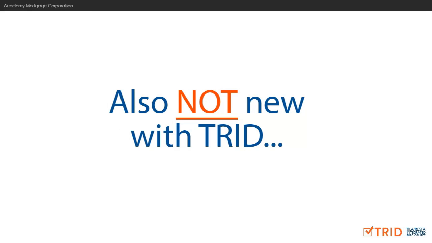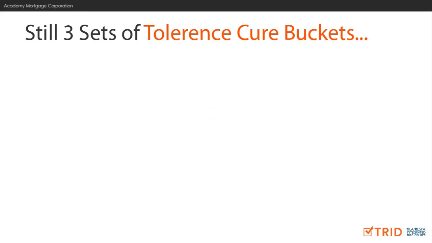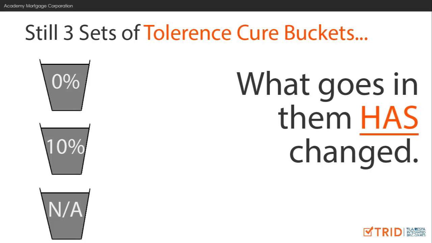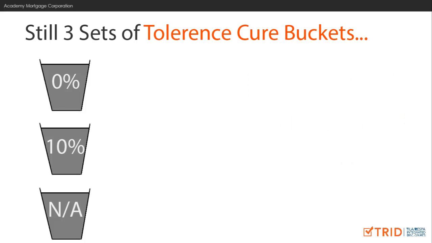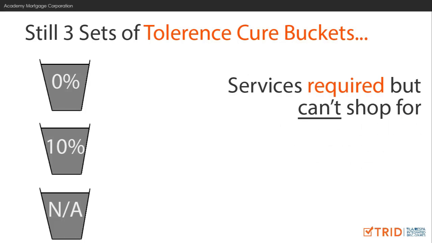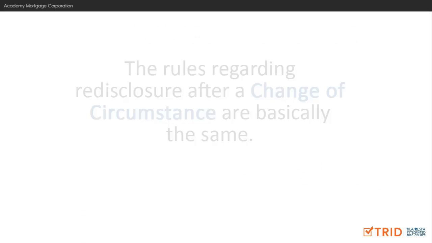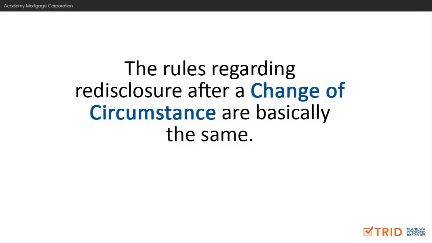Another thing that hasn't changed is there are still 3 sets of tolerance cure buckets: 0%, 10%, and not applicable. However, what goes in the buckets has changed. Services that are required, but that the consumer can't shop for, like the appraisal and credit report, are now in the 0% bucket. The rulings regarding redisclosure after a change of circumstance are basically the same.